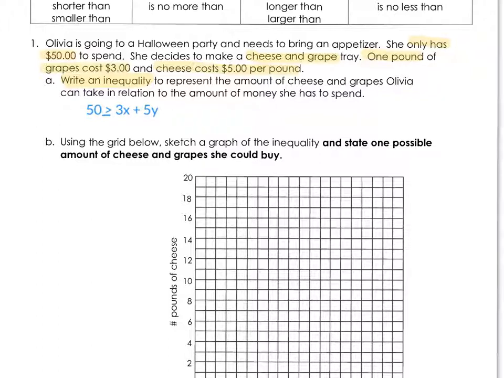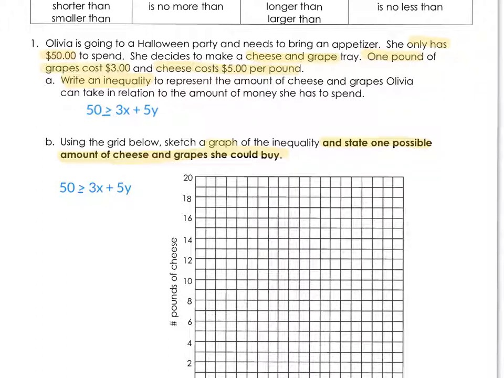So that's part A. And then part B says that I need to use the grid to sketch a graph. So basically, I need to graph this inequality, and we need to state one possible amount of cheese and grapes that she could buy. So in order to be able to graph this, I have to put it in y equals. So we do that just like we always do. I'm going to first just rewrite the inequality. 50 is greater than or equal to 3x plus 5y.